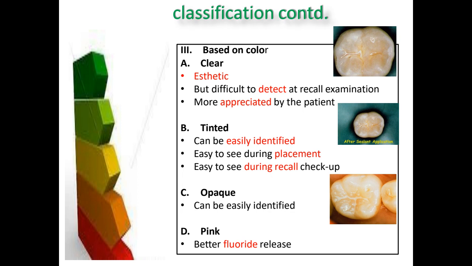Coming to the tinted, it can be easily identified because we can see it very clearly. So it is easy to see during placement as well as easy to see during recall checkup. The opaque also has the same features as the tinted. It can be easily identified when the patient comes to you at recall visits. Now the pink one, we call it better fluoride release.